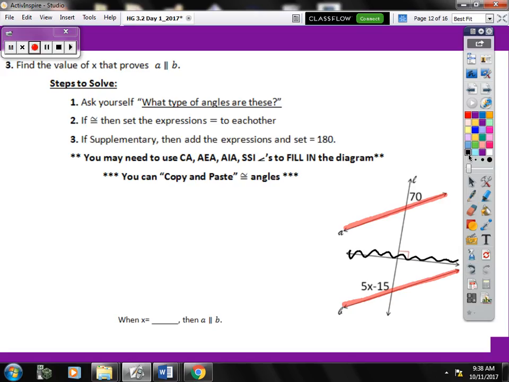Now, whenever I trace the two angles that I'm given, I'm given a 70-degree angle up here, and I'm given 5x minus 15. So 70 is outside, 5x minus 15 is inside. So one's exterior, one's interior. Maybe they're corresponding. Well, no, this is in the top right corner, and this is in the top left corner. So this is not a type we know.